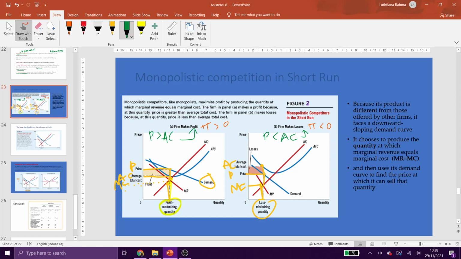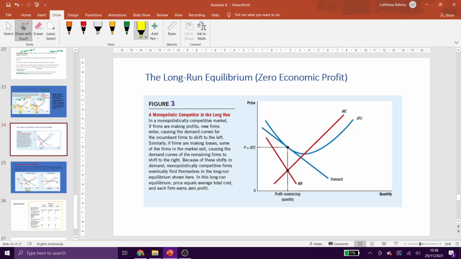Okay, now after talking about the equilibrium in the short run, we will jump into the equilibrium in the long run. Remember that monopolistically competitive firms have this characteristic: free entry and exit. And do you remember that this characteristic is also there for perfectly competitive firms?